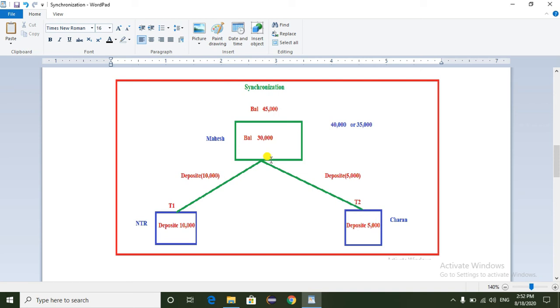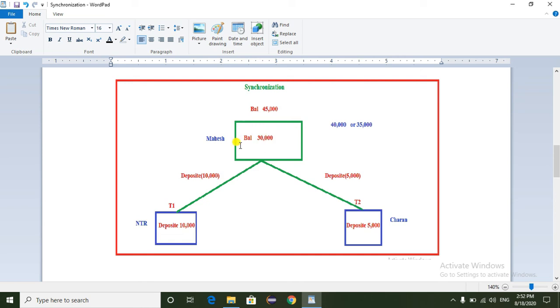In multi-threading, multiple threads can access the shared resource at the same time. Here T1 and T2 update the balance in parallel, so we are getting an inconsistent result. To avoid these inconsistent results, we can use the synchronization concept.